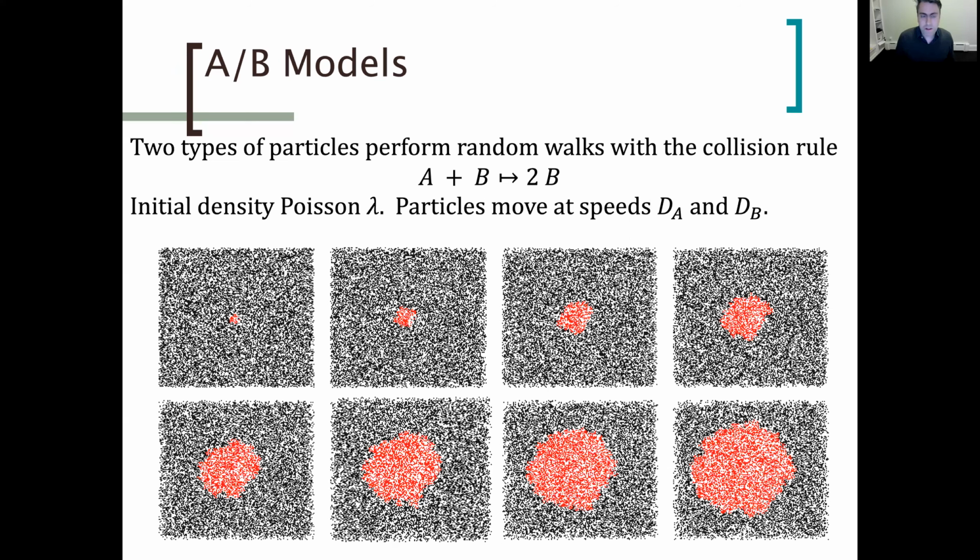Initially, we're going to start things off with the susceptible particles, the type A particles, having a Poisson density lambda. And since they're doing random walks, this will be like the equilibrium distribution. Now, the type A and B particles also don't have to do the same thing. We could have the healthier ones moving faster than the sick ones. So we could also have different speeds for the different types.